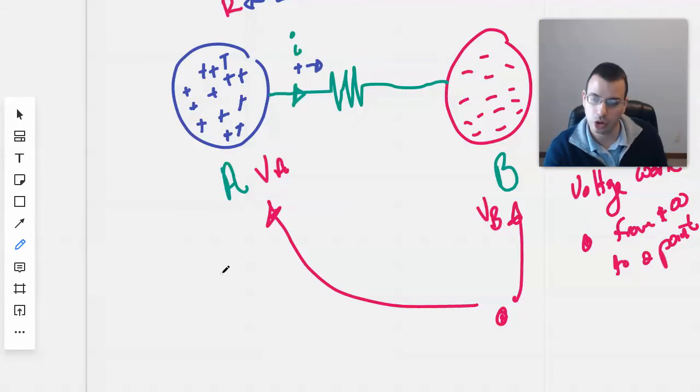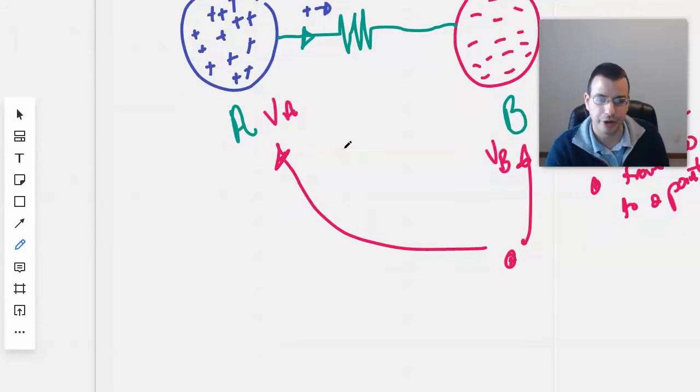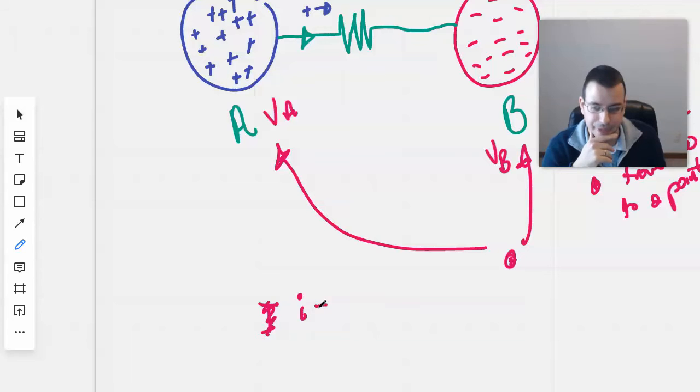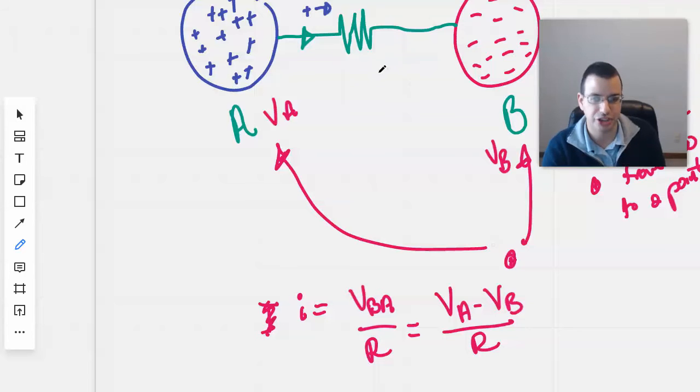And so what Ohm's law says, restating exactly what we had up here, is that you'll have current, and I'll make it a small i, doesn't really matter, would be VA minus VB over R, which would be VA minus VB over the resistance to flow.